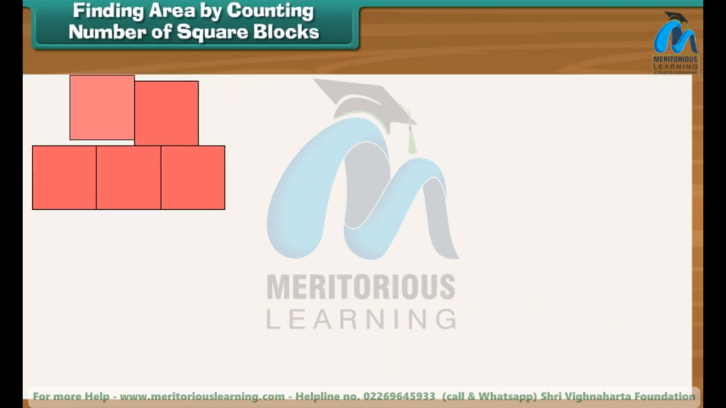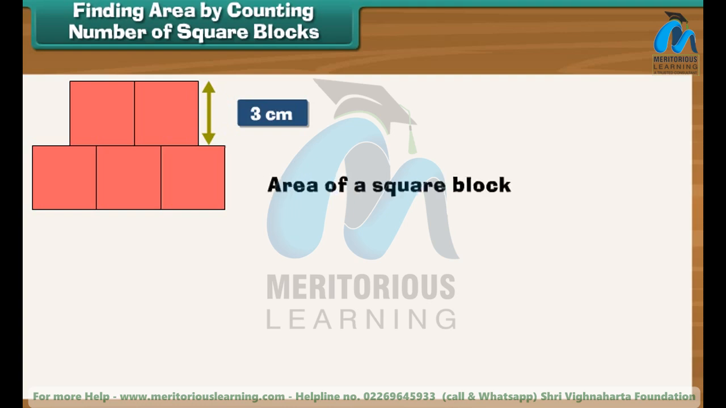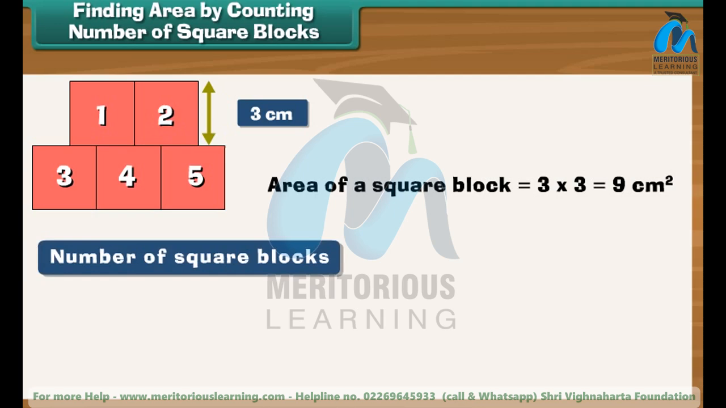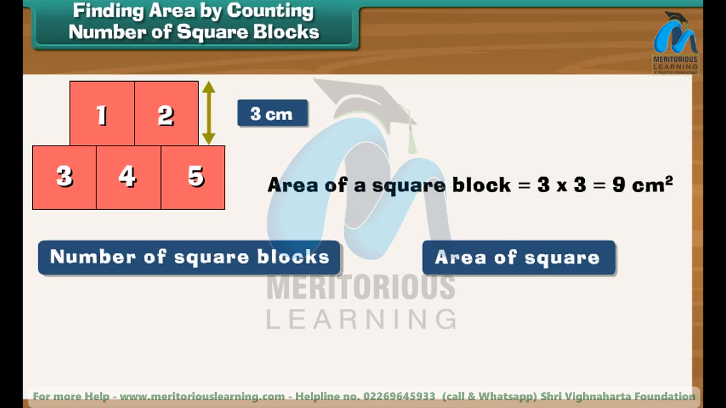Now let us calculate the area of a figure that is made up of square blocks, each of length 3 centimeters. The area of each square block of length 3 centimeter is 3 into 3, which is equal to 9 centimeters square. Now count the square blocks. They are 5 in number. So the area of the figure can be calculated as the number of square blocks multiplied by the area of one square block. Therefore, the area is 5 into 9, which is equal to 45 centimeters square.